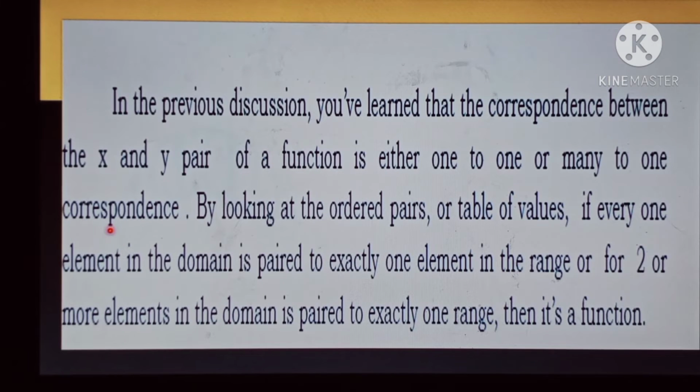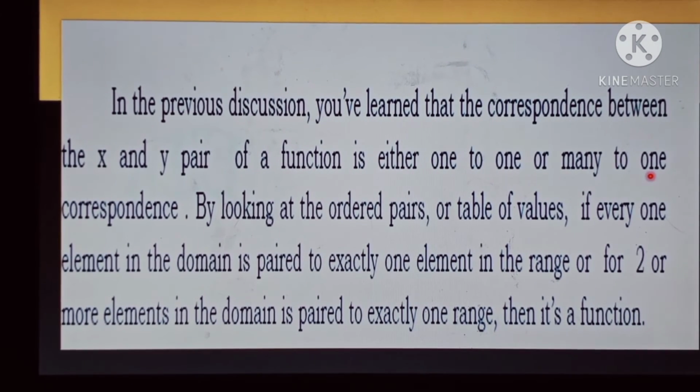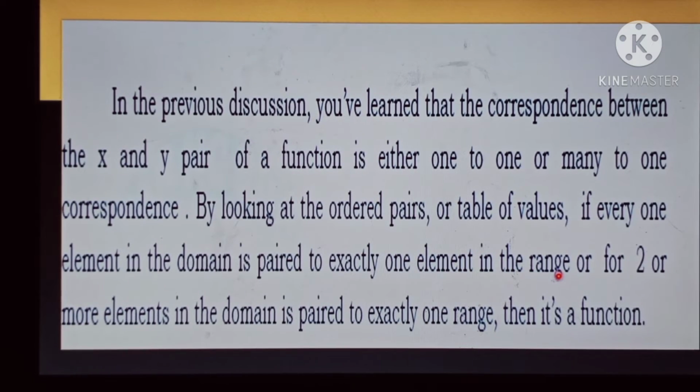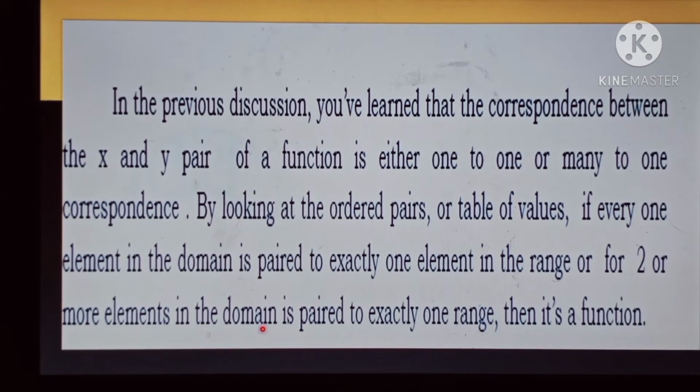So, many-to-1 means many elements of the domain. So, 1, 2, 3, 4, 5, many. Pero, hindi pwedeng maulit. Many-to-one correspondence. So, okay lang siyang iisa yung range mo, tapos marami kang domain. Pero si domain, bawal maulit yung number or value niya. So, that is function. By looking at the ordered pairs or table of values, if every one element in the domain is paired to exactly one element in the range, yun, 1-to-1 yun, or for two or more elements in the domain is paired to exactly one range, then it's a function.